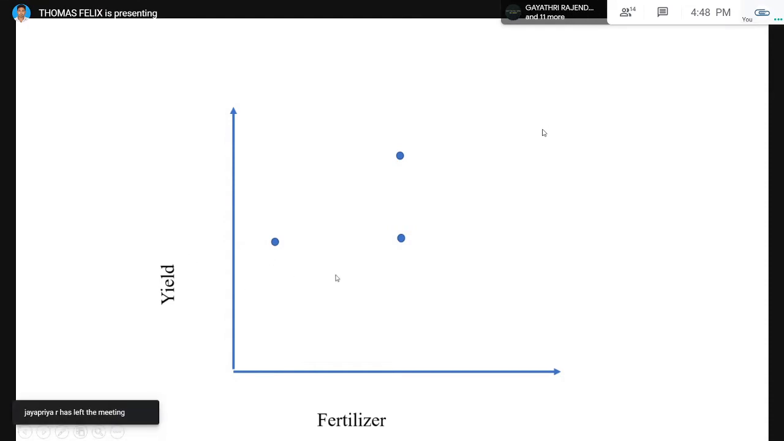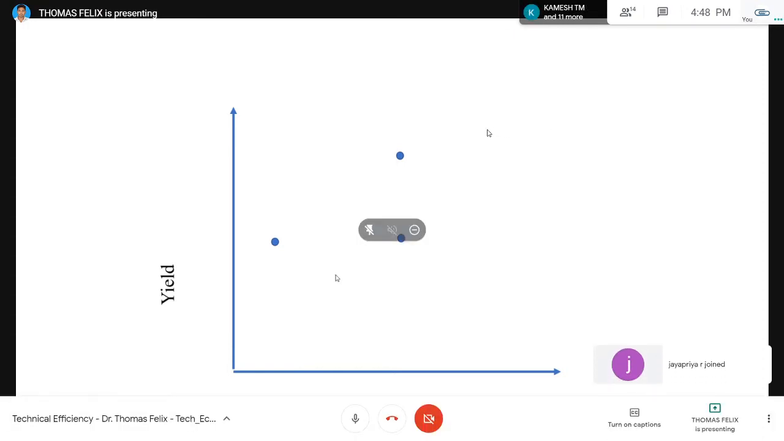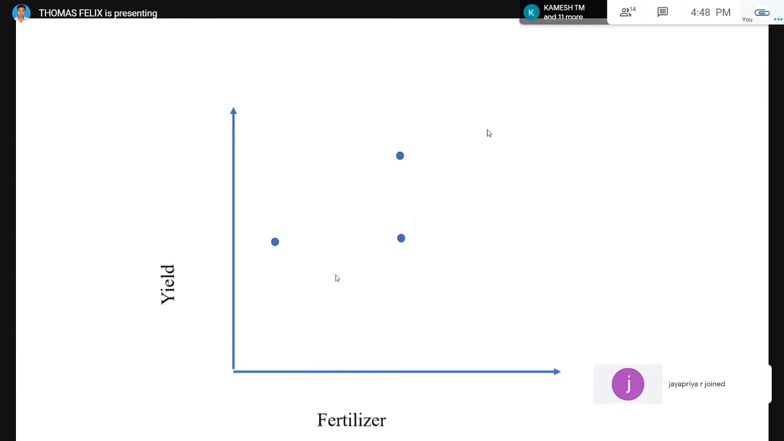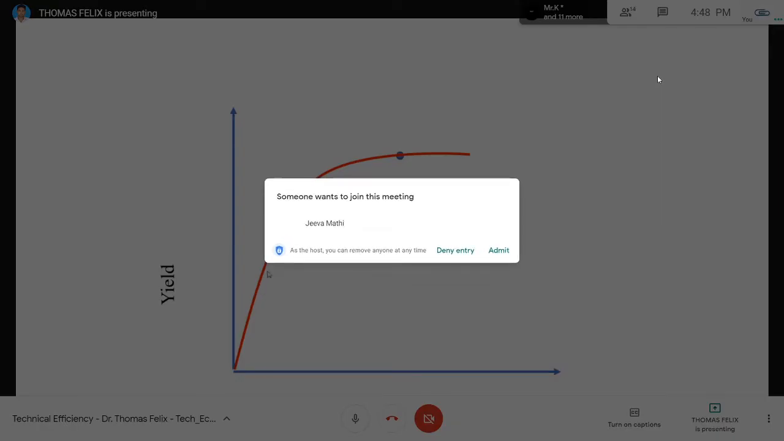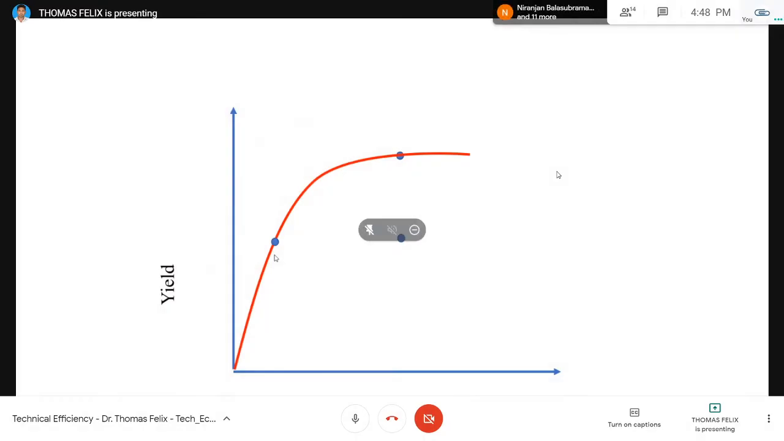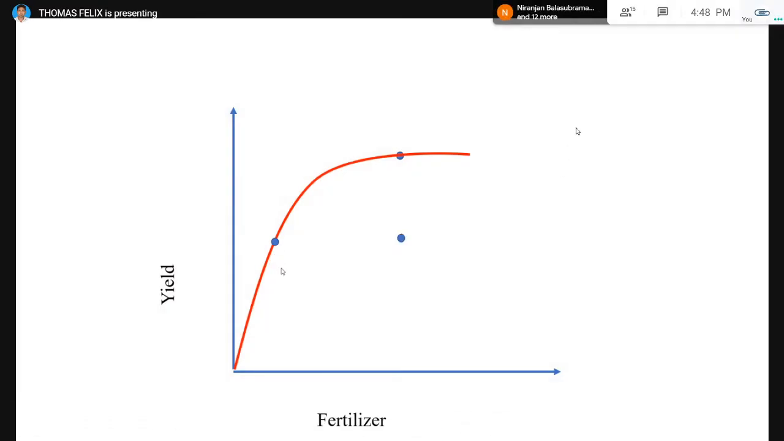I have plotted the observed data, which we can take as rice yield, paddy yield or wheat yield. Actually this is the frontier. I take the border values, that is the maximum values, and connect them.